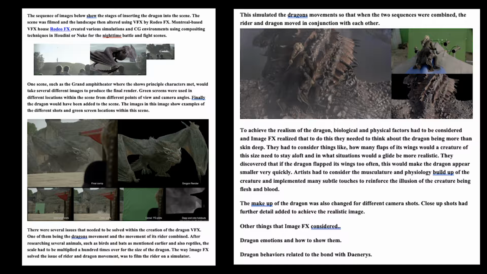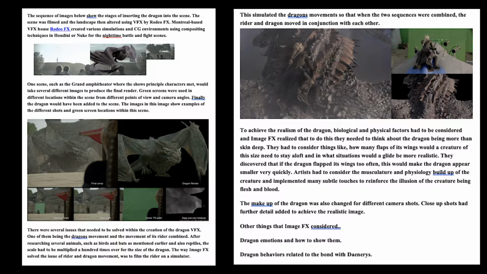The sequence of images below show the stages of inserting the dragon into the scene. The scene was filmed and the landscape then altered using VFX by Rodeo FX, a Montreal-based VFX house. Rodeo FX created various simulations and CG environments using compositing techniques in Houdini or Nuke for the nighttime battle and fight scenes.